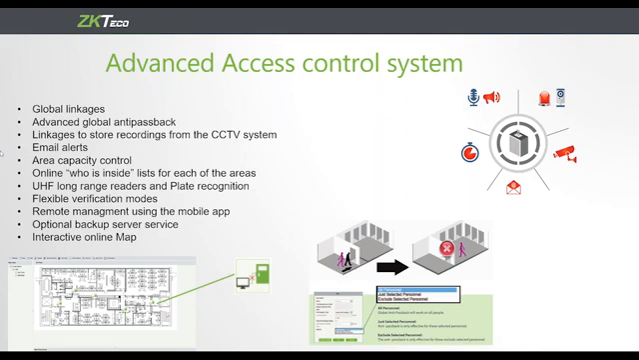We have also email alerts. It means that for the different events, we can send one email to the user that we want. We have an area capacity control. It means that we can define an area and we can set the maximum and also the minimum capacity of the people in that area. We have an online who is inside list for each of the areas. It means that in real time, we can know which people are in any of these areas. We also support UHF long-range readers and LPR recognition.